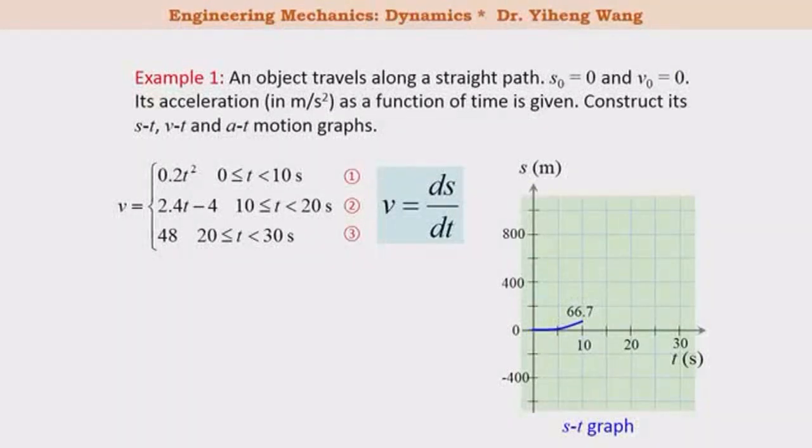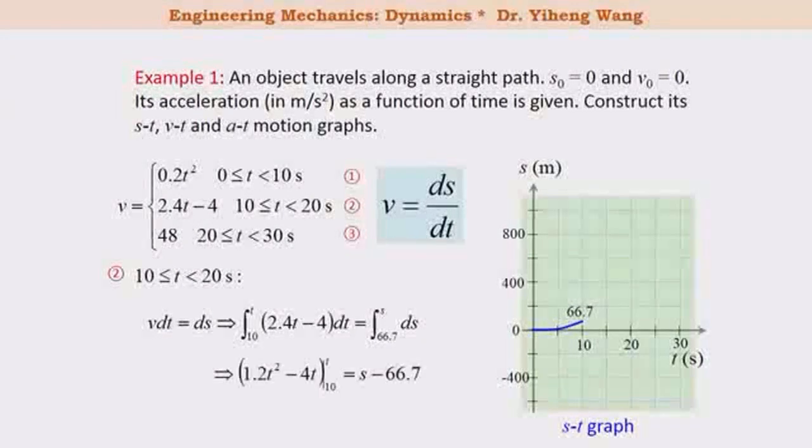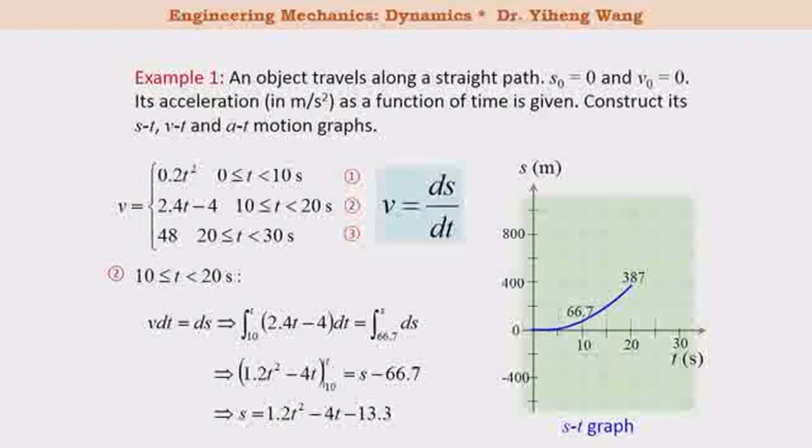Continue on for the second period. Watch out for the correct integration limits, and then sketch the function on our graph and calculate that at the end of the second period, the position has increased to 387 meters.